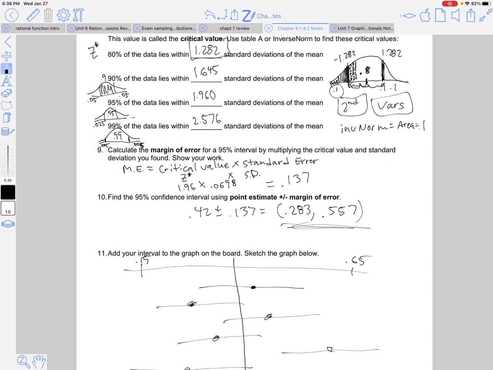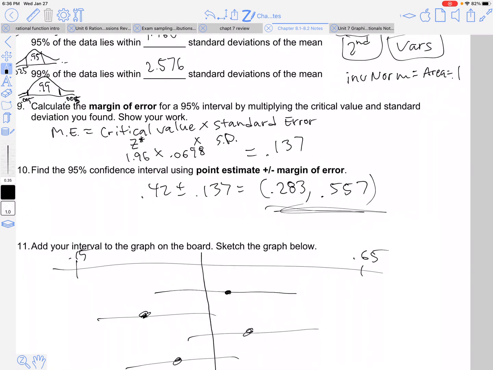Number 9, hopefully you calculated your margin of error correctly. We use our critical value, which is our z-score for 95%, which is 1.96, and multiply it by our standard error, which is our estimated standard deviation, and we get 0.137. Now we create the interval. We take our point estimate plus or minus our margin of error, and we get our confidence interval. Between 0.283 and 0.557, we're 95% confident that we captured the true proportion.